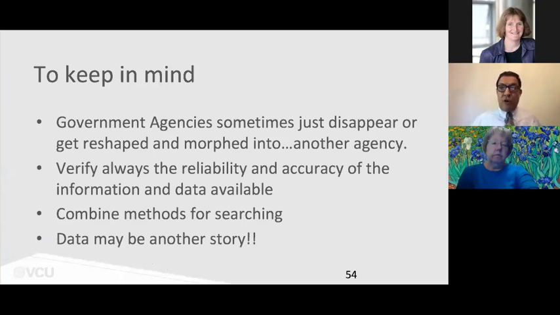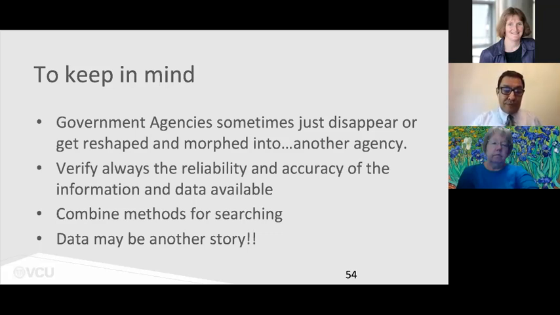Keep in mind, before we go, when searching for government agencies abroad, government agencies sometimes just disappear. New administrations come, and they disappear or get reshaped and morphed into another agency. In the US, we have the publication manual, a manual of US agencies where you can investigate that. That's not the case abroad all the time. So always verify the reliability and accuracy of the information and data available. Combine methods for searching. Searching for data may be a whole different story, and we have wonderful specialists here at VCU, at Cabot Library, who can help you with that.